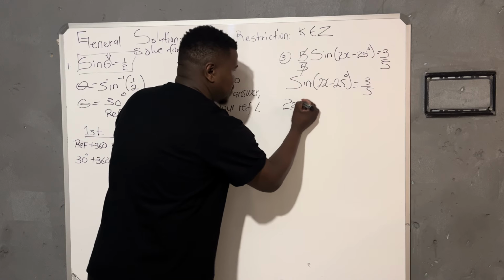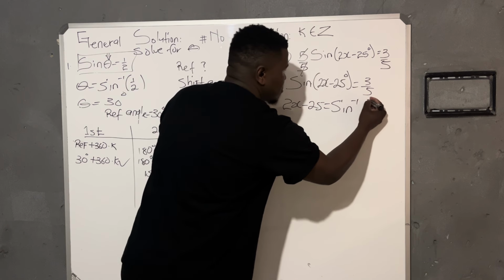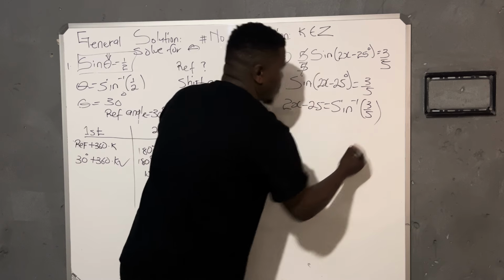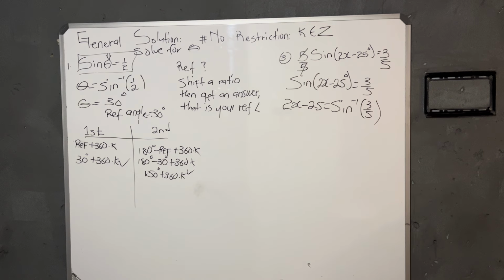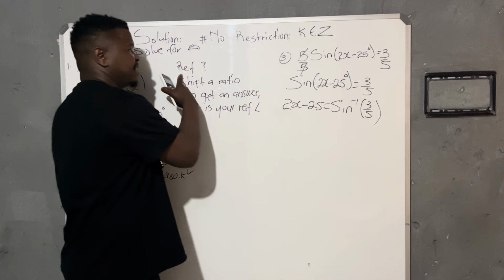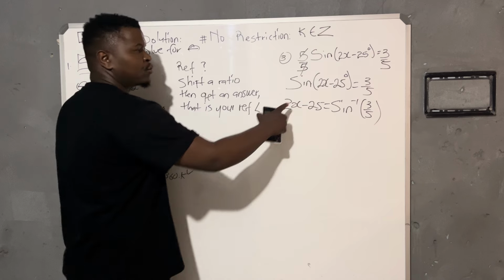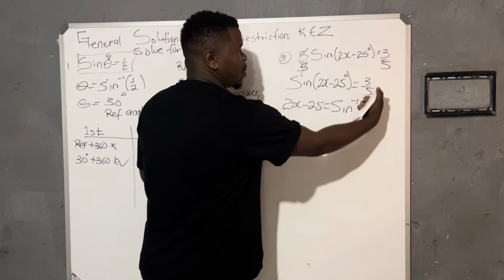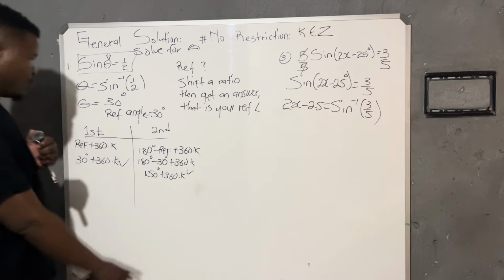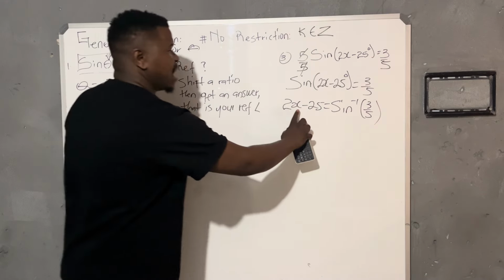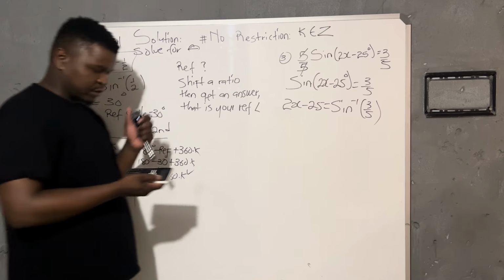So let me just write this. I said to get the reference, just shift a ratio, then get an answer. That is your reference angle. So when I shift sine of 3/5, the answer I'm going to get is my reference angle. It's the one that I'm going to use here, not to say now, let's solve for x and take this to the other side. No, I want to deliver that.